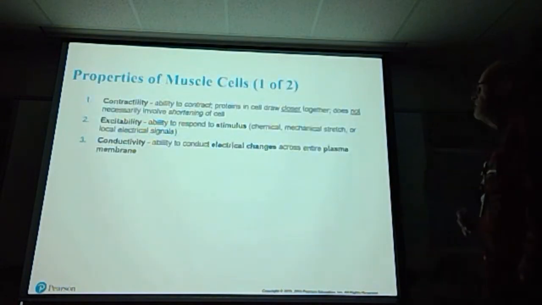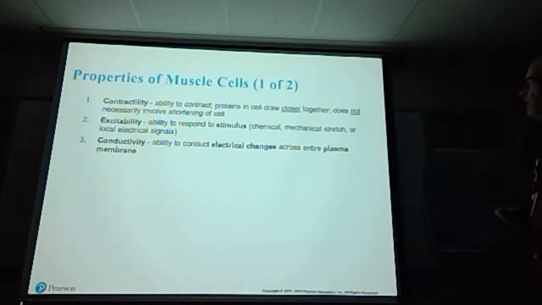Properties of muscle tissues or muscle cells. All muscle cells have contractility, which is the ability to contract. The proteins in the cell draw closer together. It does not necessarily involve shortening the cell.